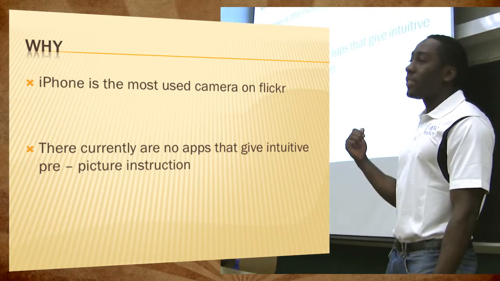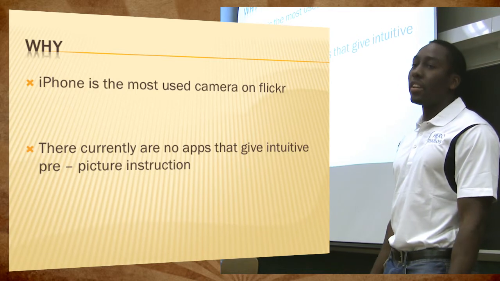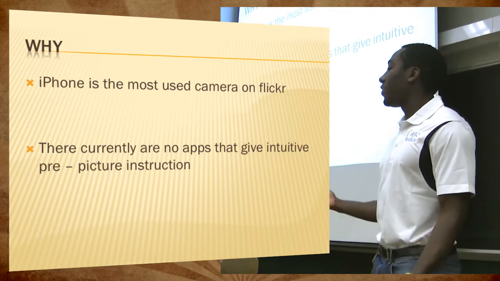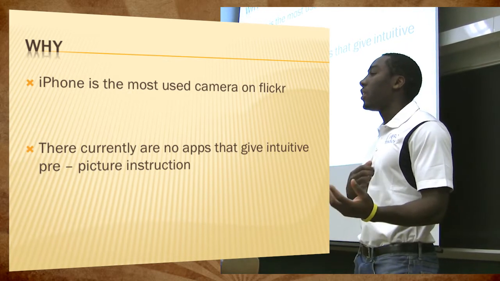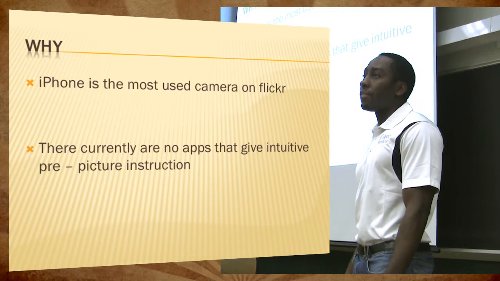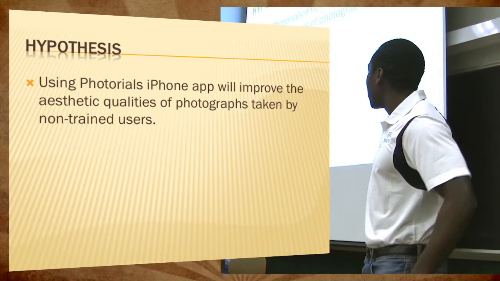So why did we choose the iPhone? We chose the iPhone because it's the most used camera on Flickr. It even outranks digital cameras such as the Canon. So that obviously means that people are posting iPhone pictures more than other pictures. And Flickr is one of the largest video picture sharing websites. It has over 6 billion images on there. So that's why we chose the iPhone.